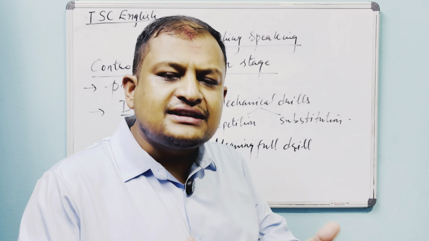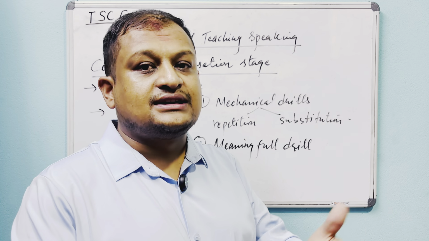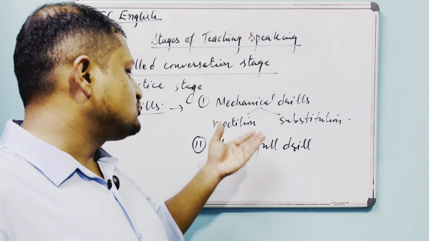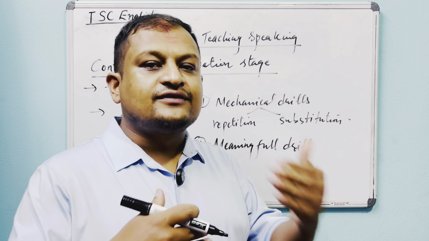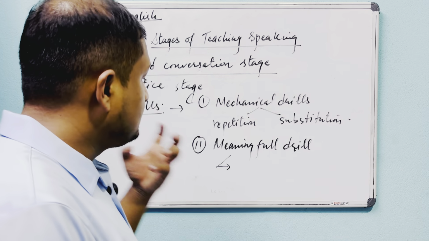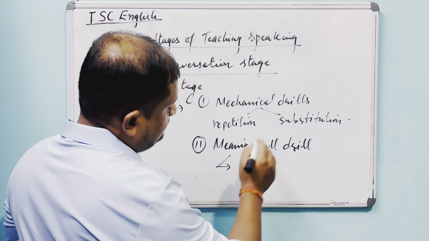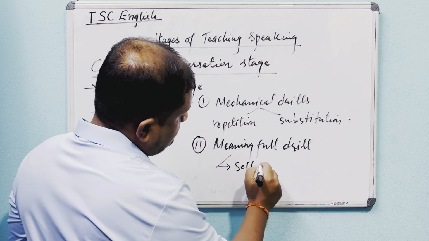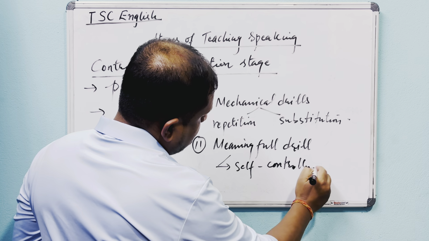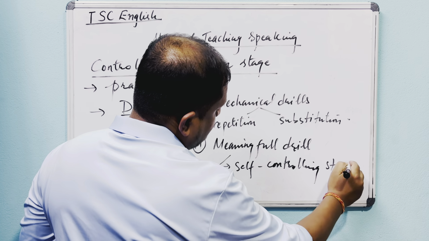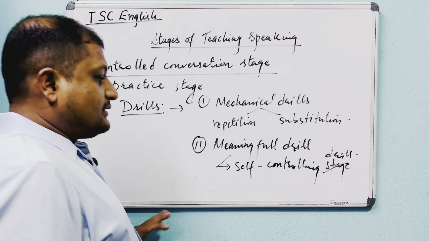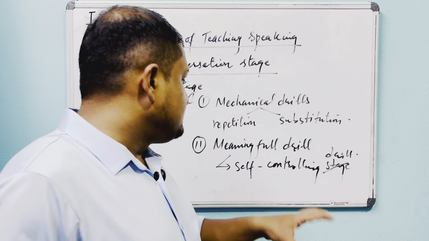So there can be a series of statements spoken as dialogues by the students. At this stage, students control the conversation to some extent by themselves. It is a self-controlling stage. Okay, meaningful drills, it is self-controlling. You can call it a drill also. So they control the conversation themselves in this one.